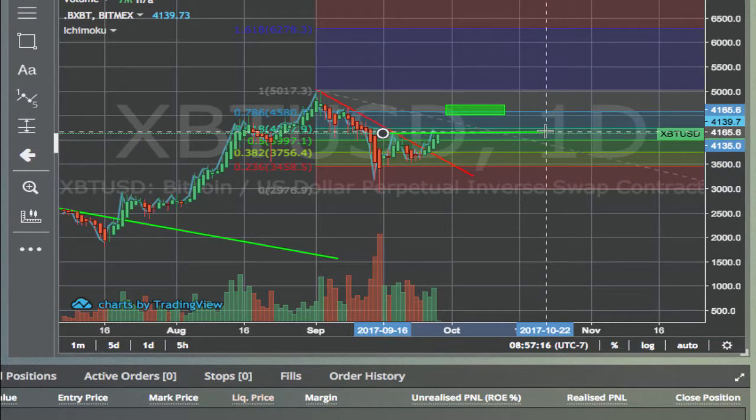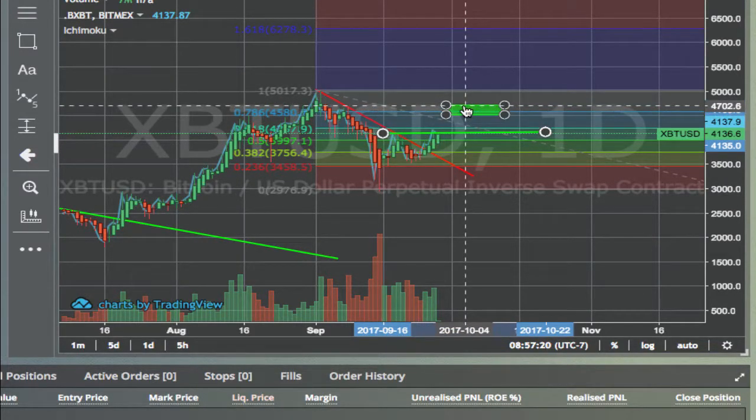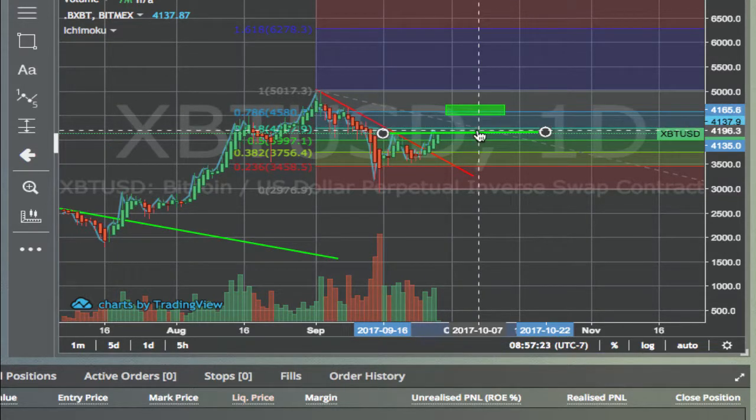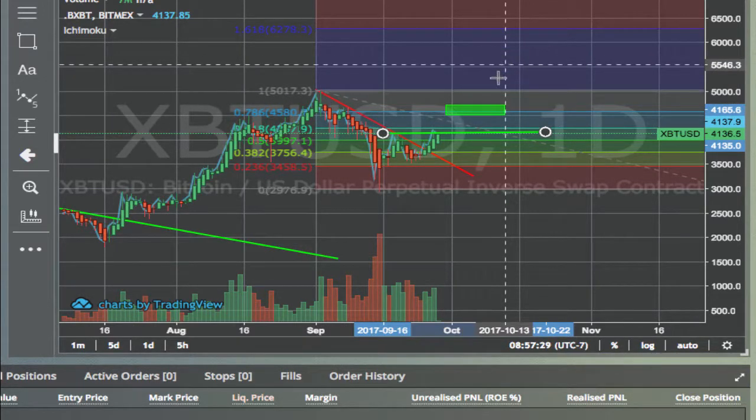Okay, about right here. So when it comes up into this zone, it's going to come back down, and it's going to try to test this resistance right here to bounce back off of that and to continue moving up.